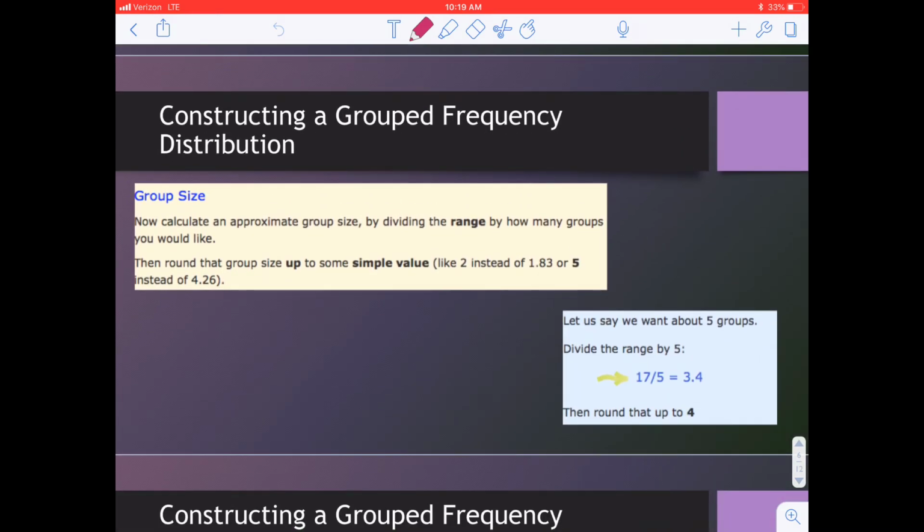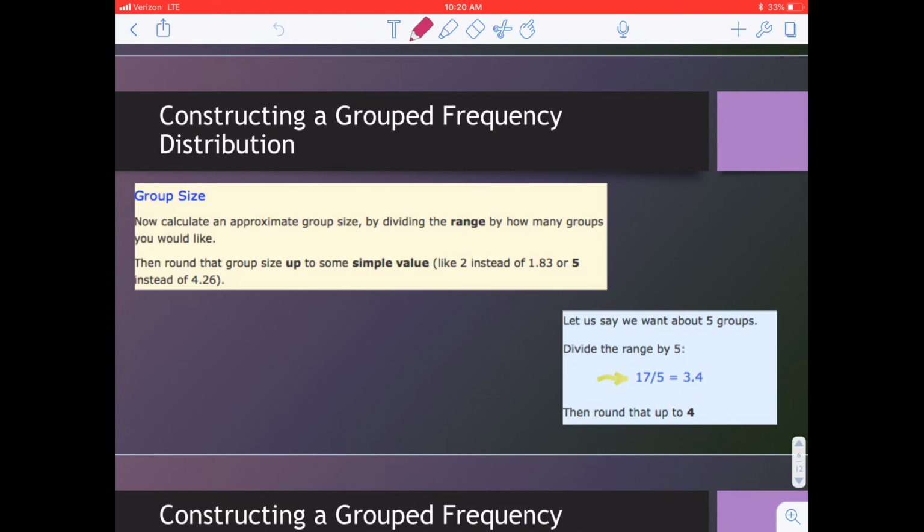So then I'm going to look at my group size, meaning my interval size. How large do I want my intervals to be? Depending on your data, you're going to want maybe more or fewer intervals. I'm going to want my intervals bigger if I have a whole lot of data points, but I'm going to want my intervals a little smaller if I don't have a lot of data. So you're going to look at what your range value was, and you are going to divide it by the number of groups that you would like.